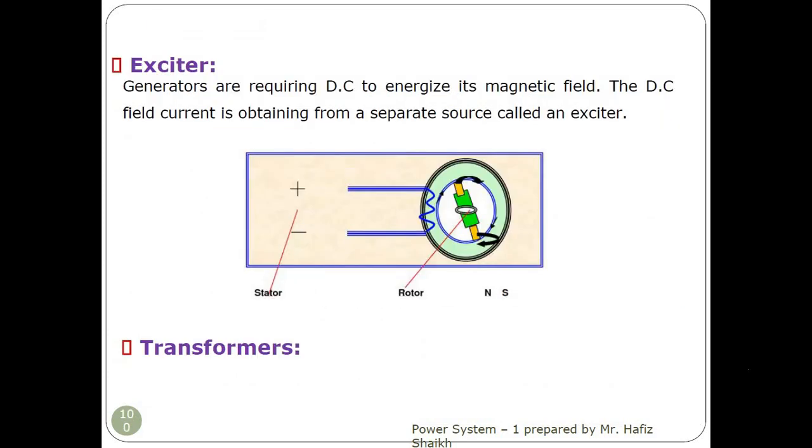So talking about exciter, generators require DC to energize their magnetic field. The DC field current is obtained from a separate source called an exciter. This is an important part required for a generator, an alternator basically, for energizing the magnetic field, because it cannot self-excite. There is always a plus or minus DC required for energizing this magnetic field.